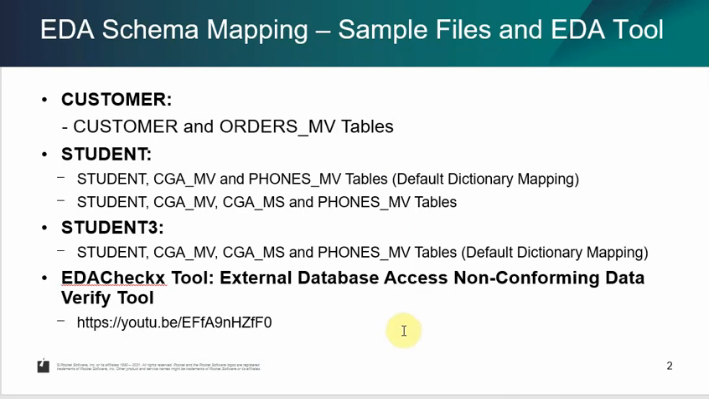Another file is called the student3 file. It's actually the same data as the student file, but the dictionary is a little different, using something like a Unidata dictionary style. When you use this dictionary setting, it can automatically map the correct schema, so it's easy to do the EDA conversion correctly. We also have an additional tool called the EDA check tool. You can download it; there's another YouTube video explaining how to use this tool to verify whether your schema mapping is correct or not.